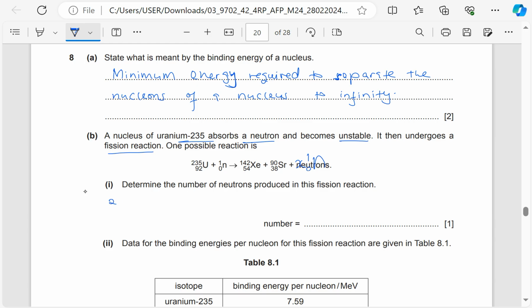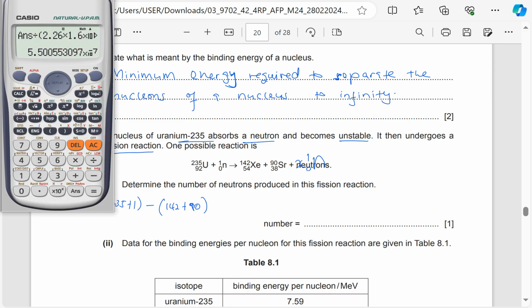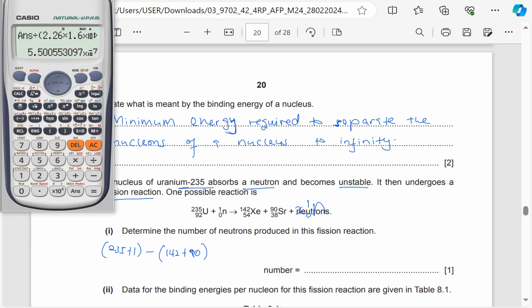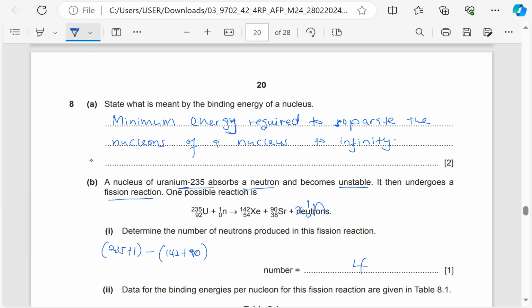So we shall just say 235 plus 1 on the left-hand side, minus 142 plus 90 on the right-hand side, so that the difference is going to give us the number of neutrons. So we have 236 minus 142 plus 90. That is 4. So there are 4 neutrons. When I say 4 times 1, it is 4. So the nuclear number is balanced.